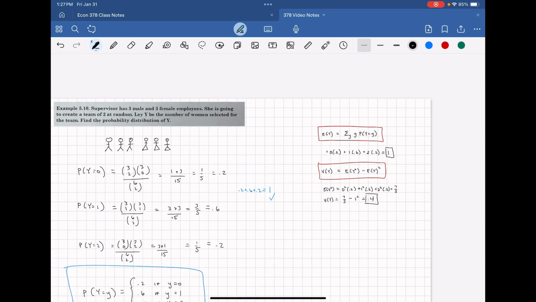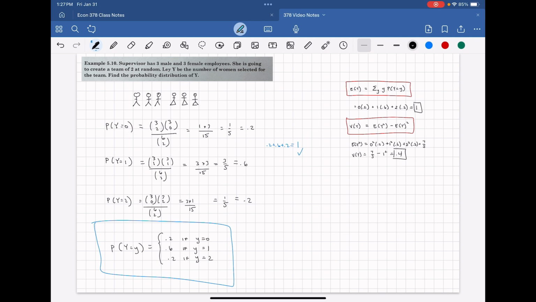So this is an example where we can take a scenario where we actually are choosing different options and calculate the probability distribution function here, and then from there, calculate the expected value and the variance of that distribution.